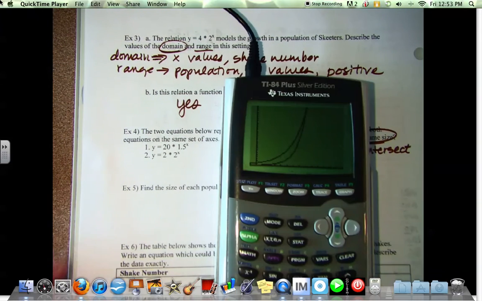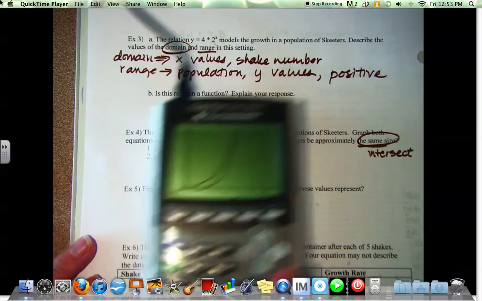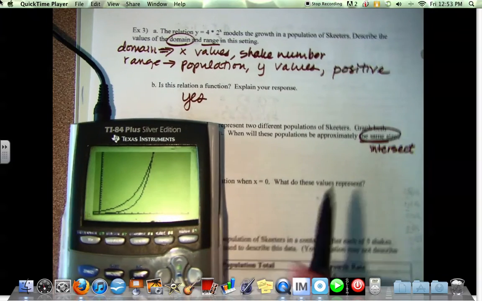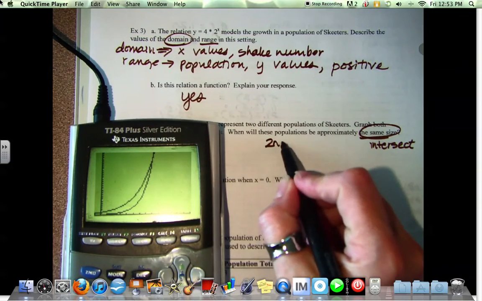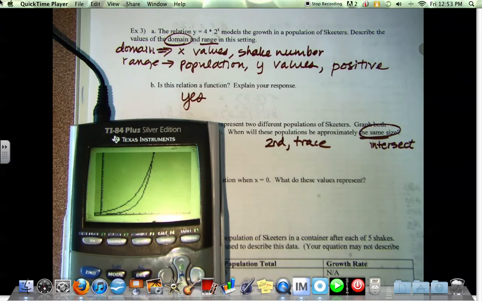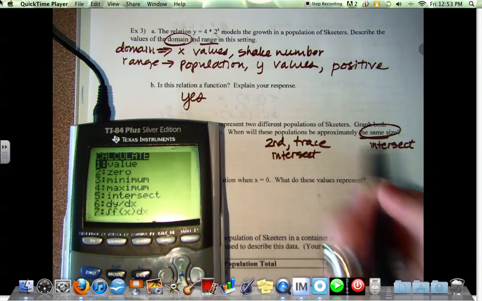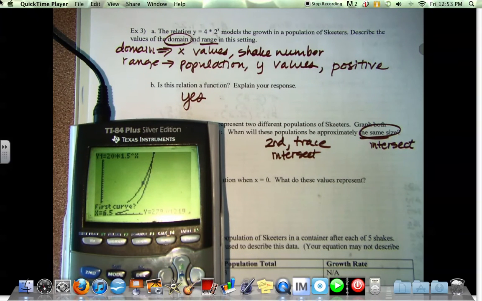So, can we tell exactly where they're intersecting? No. What's really cool is the calculator will tell you though. If you hit second and trace, a menu will pop up. Now from this menu, what do you think we want to look for? Intersect. So hit the 5 key.